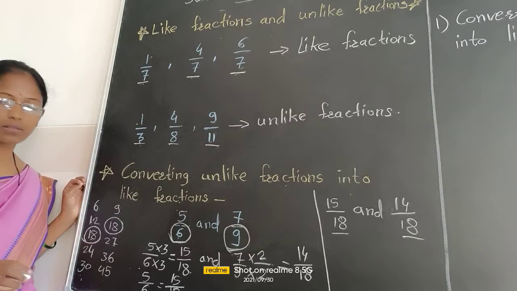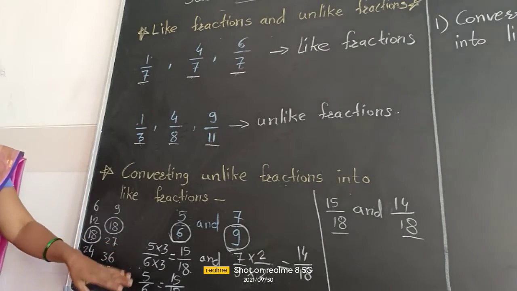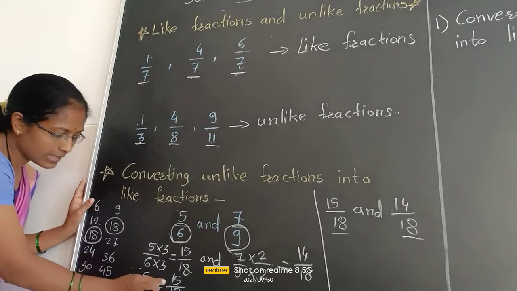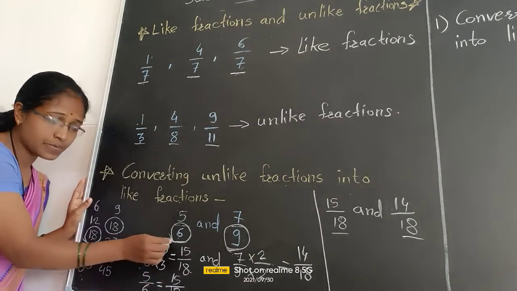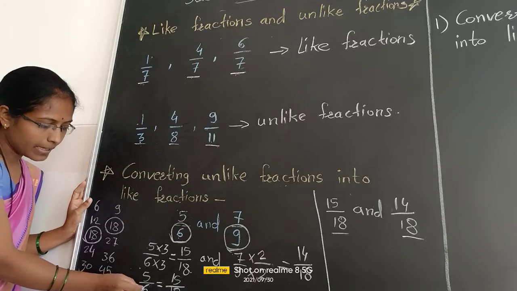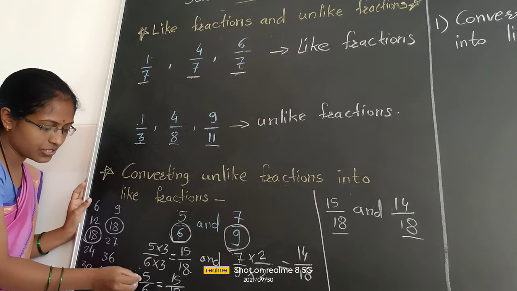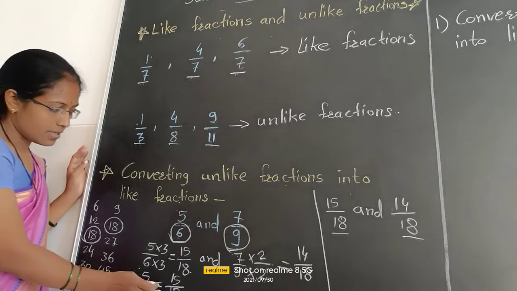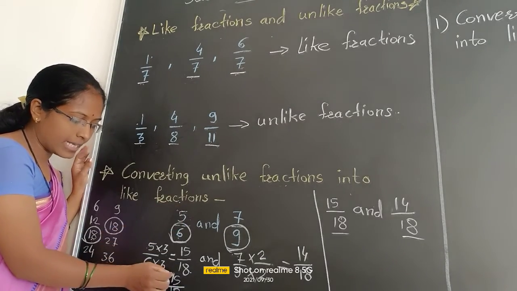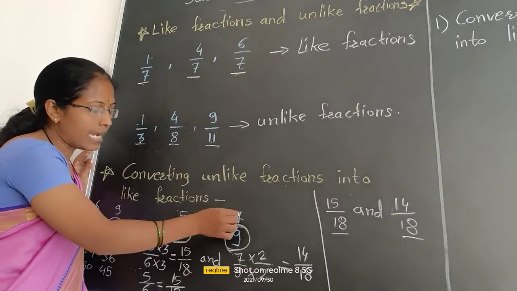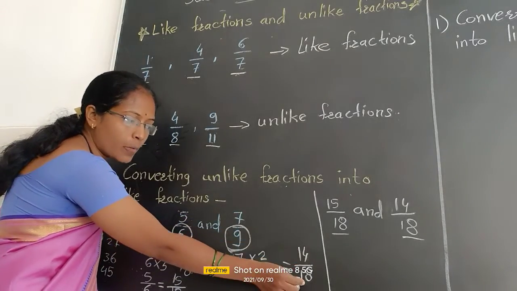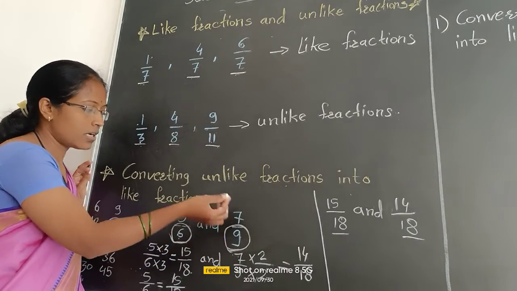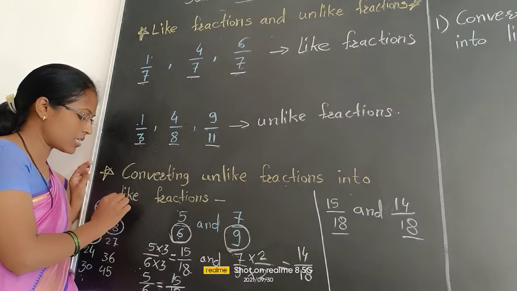But we don't write the 3, right? No. I am explaining the method here. That's why I am showing it. While writing the answer, this step is important. But the answer is the equivalent fraction: 5 upon 6 equals 15 upon 18. Means in place of this we can write 15 upon 18, and 7 upon 9 equals 14 upon 18. We are converting these two fractions into like fractions.